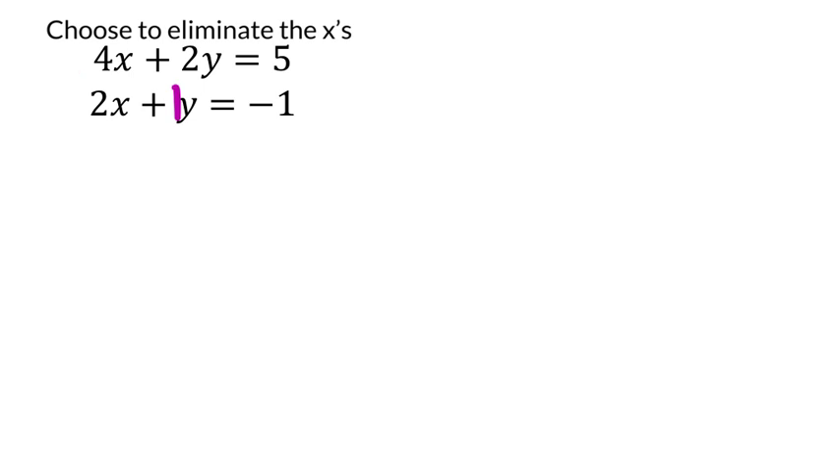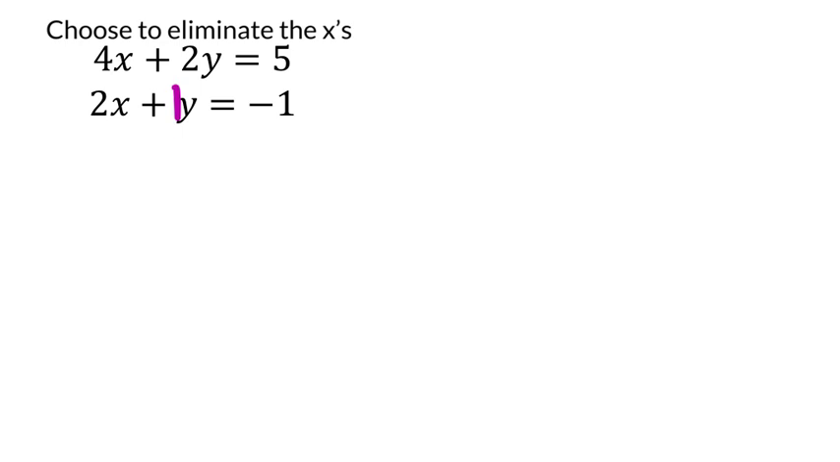Now some people, in order to force these to be opposites, choose to multiply this equation by this coefficient of 2, and then this equation by this coefficient of 4. That would in fact force the coefficients to be the same. You just have to make one of them negative to make them opposites. Now I see that the 4 is a multiple of 2, so I'm going to work with that.